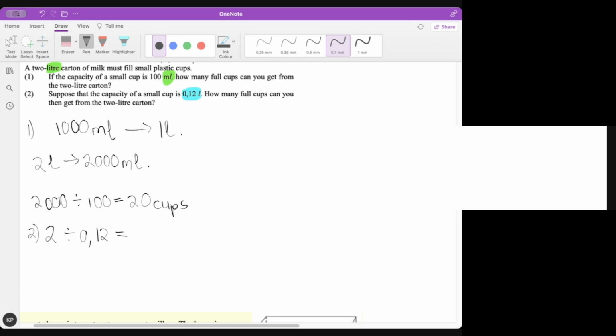I know it's going to give us a decimal. So that's 16,66 cups. But they asked us how many full cups can we get here. So how many actual full cups can we get? 16. Nice, Maureen. 16 cups. Okay, that wasn't that bad, was it?